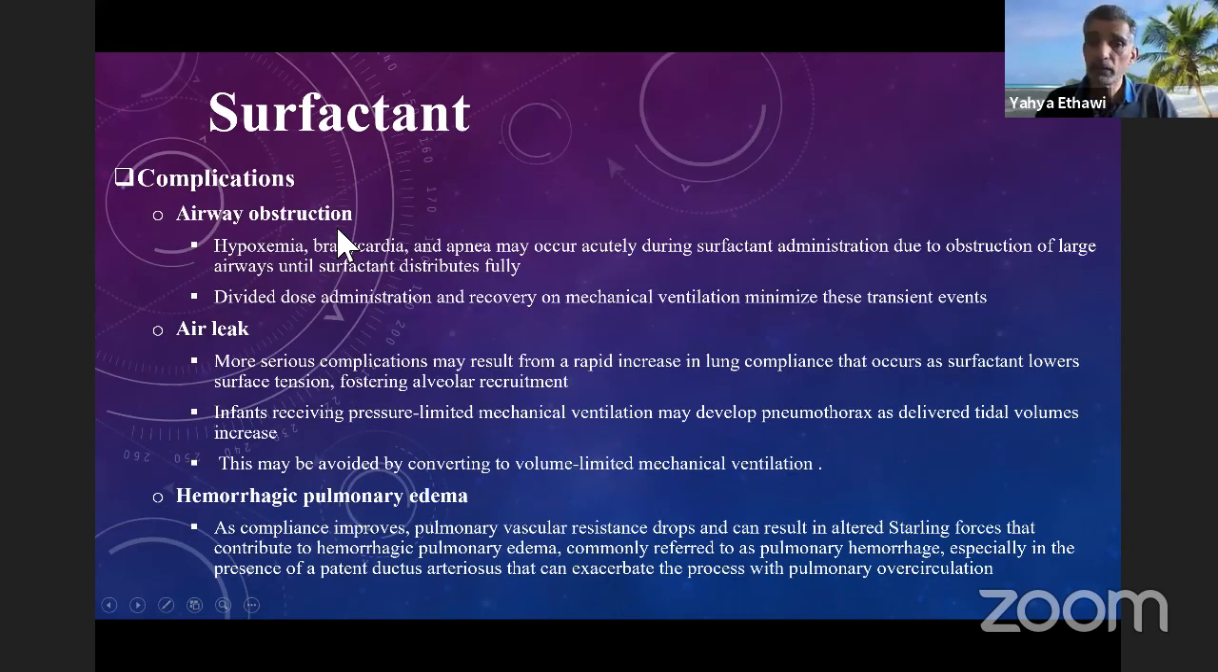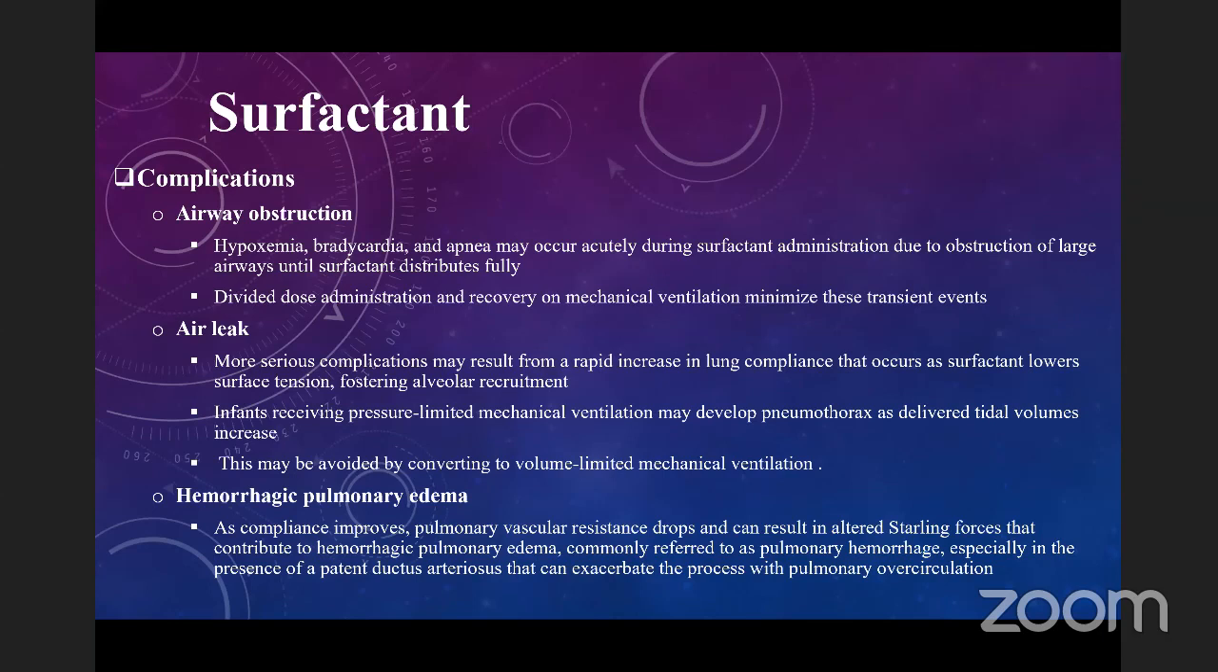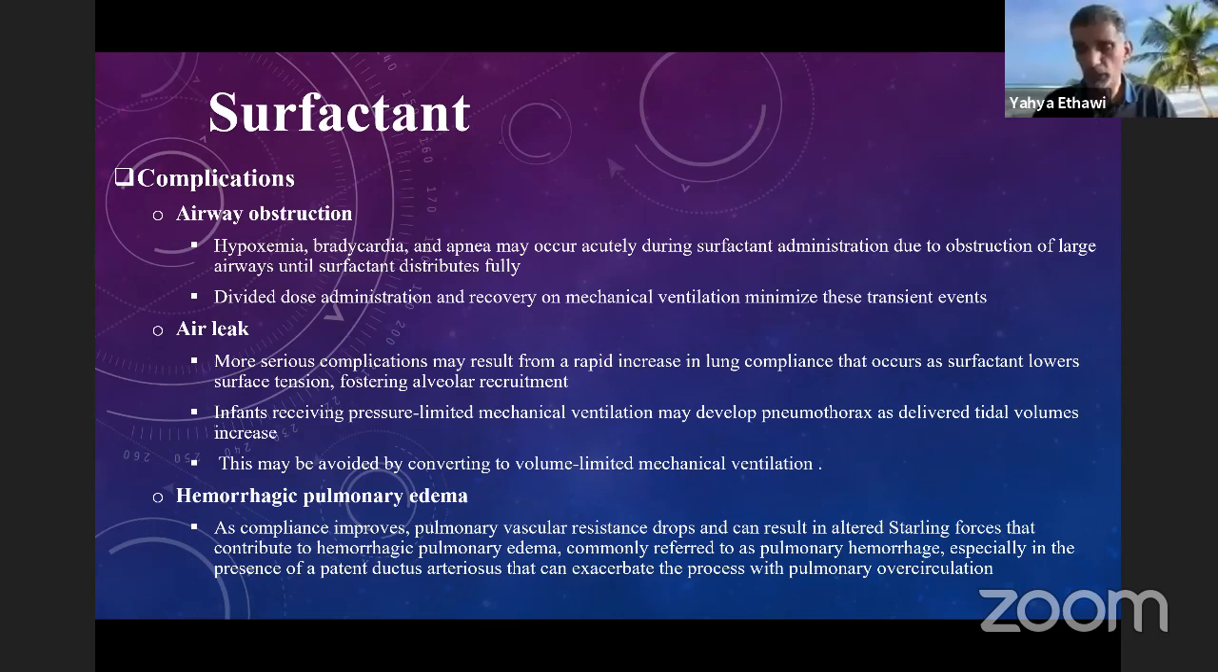What are the complications? Airway obstruction. If you give it too fast, you obstruct the upper airway and you probably cause a little bit of high CO2. So don't do a gas right away after surfactant. Wait a little bit. You can cause air leak because you expand the lung due to increased compliance. Pulmonary hemorrhage and pulmonary edema you can cause because all of a sudden you improve compliance and you increase perfusion and you relax the pulmonary vasculature, especially if associated with PDA.